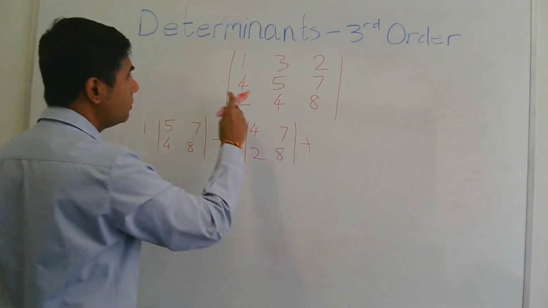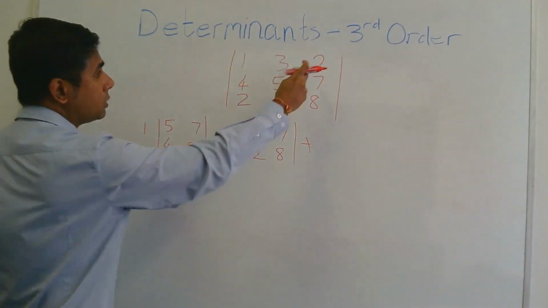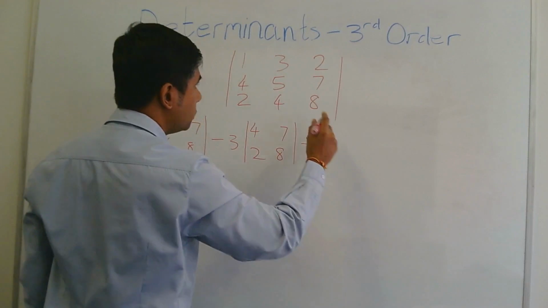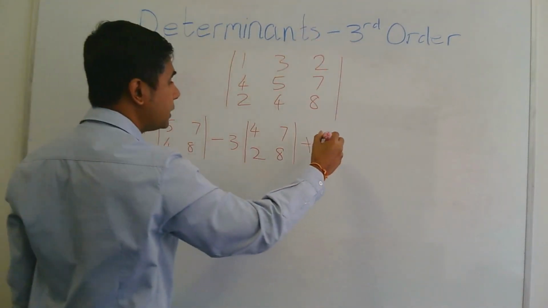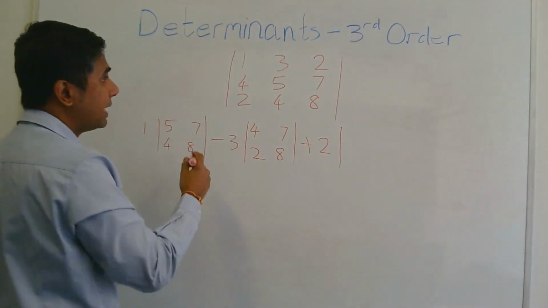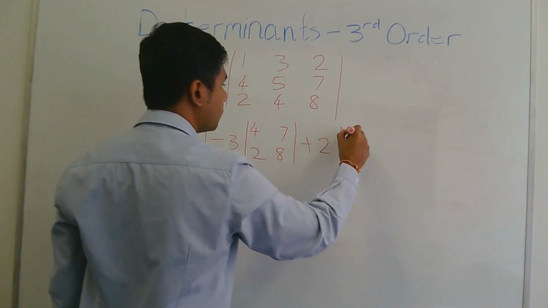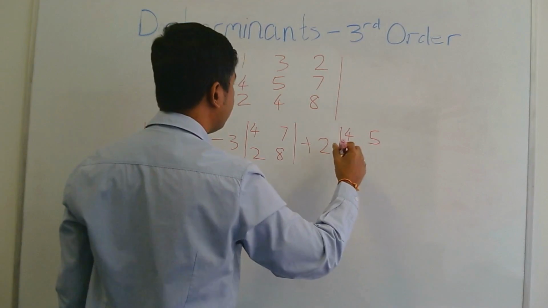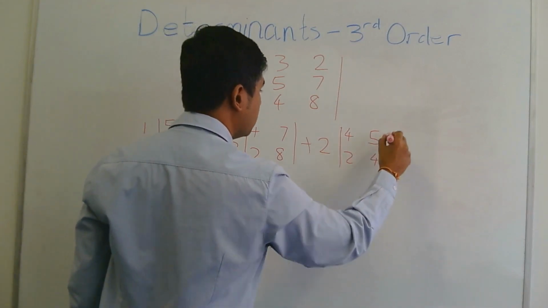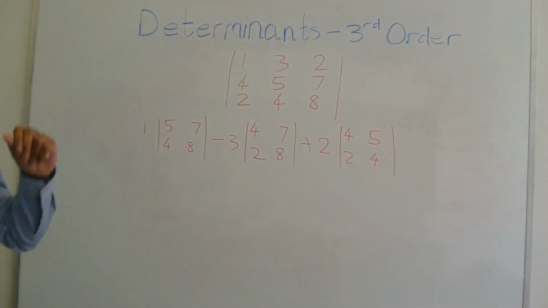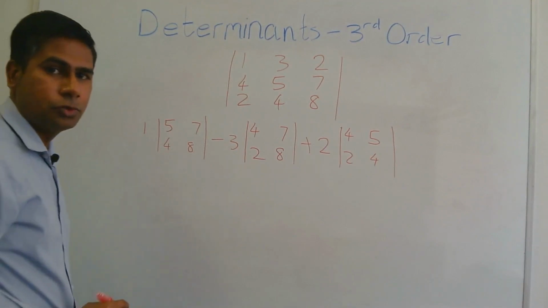And then lastly, we take element 2, which is in row 1 and column 3, and then we multiply it by its minor, which is 4, 5, 2, and 4. And we now just evaluate this in the usual way.